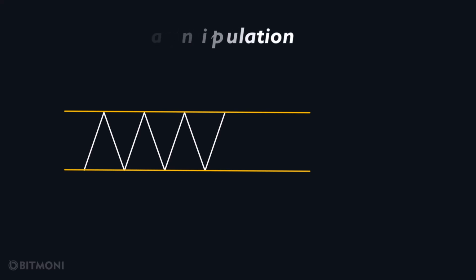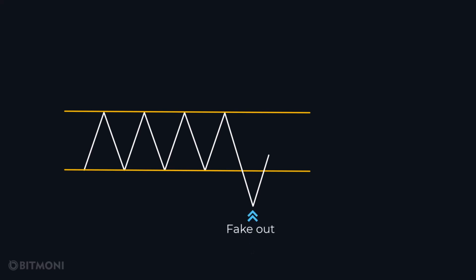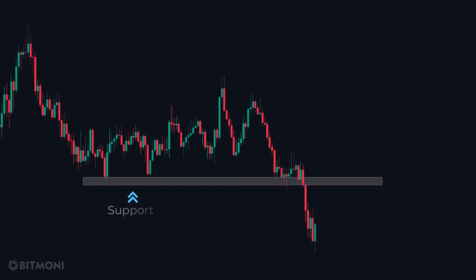Next comes the manipulation phase, which occurs after accumulation. This is when the market appears to break out of the range, but quickly reverses, making a move commonly known as a fake out. In basic price action terms, when the price drops below support, that level typically becomes resistance, causing price to decline further.